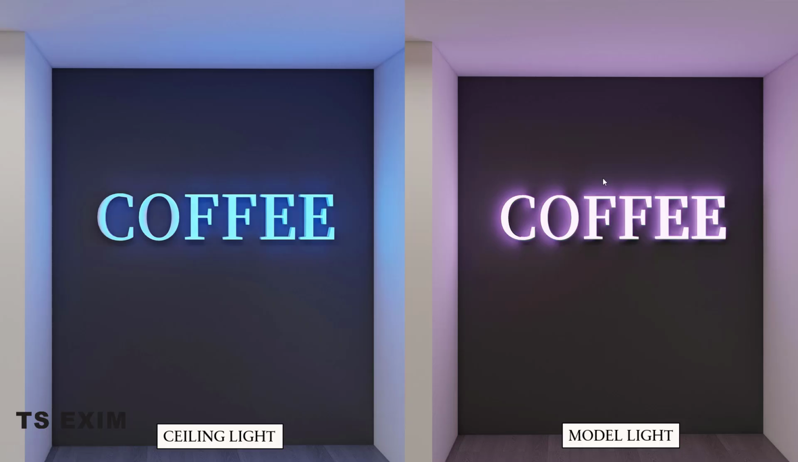So in future, it's up to you whether you want to use ceiling light or model light. I think model light is quite easy to use. You just drag and drop and then apply the same effect. Because with ceiling light, it will take time to drag one by one to each letter. You need to select the lamp tube, adjust the setting and all. Better you go with model light.